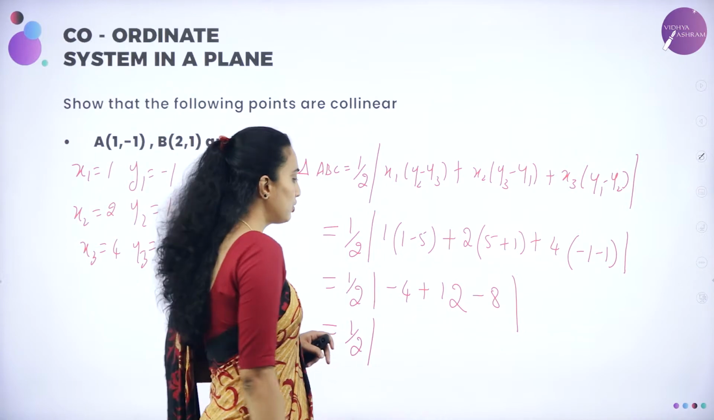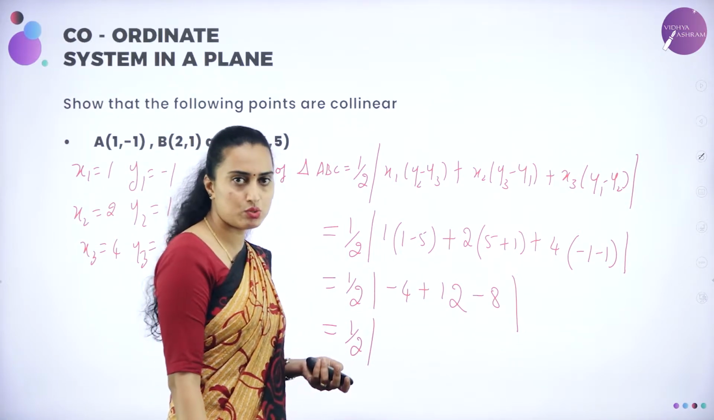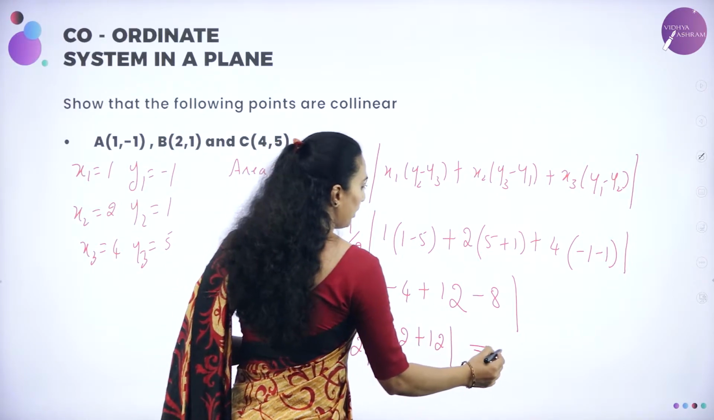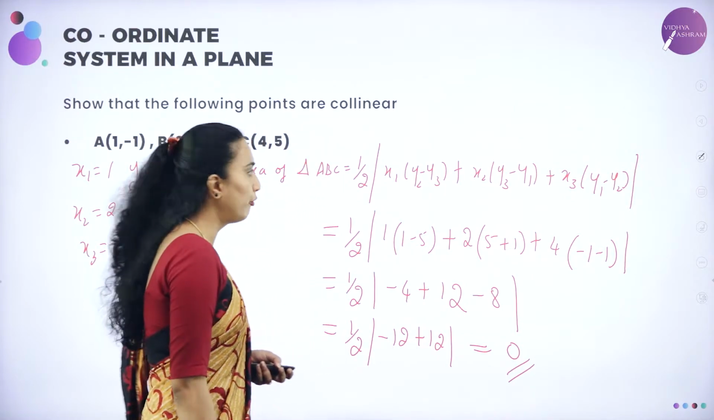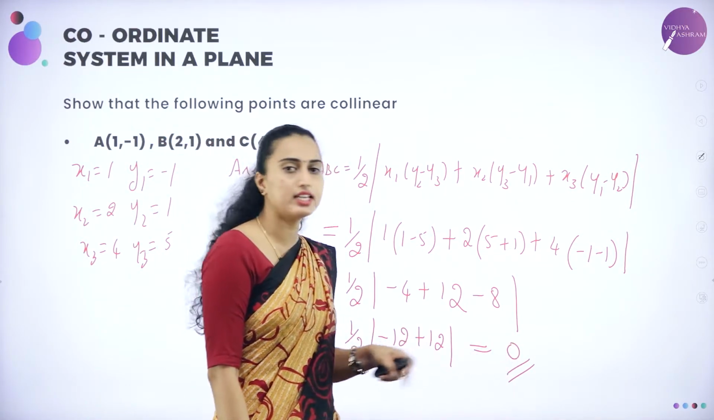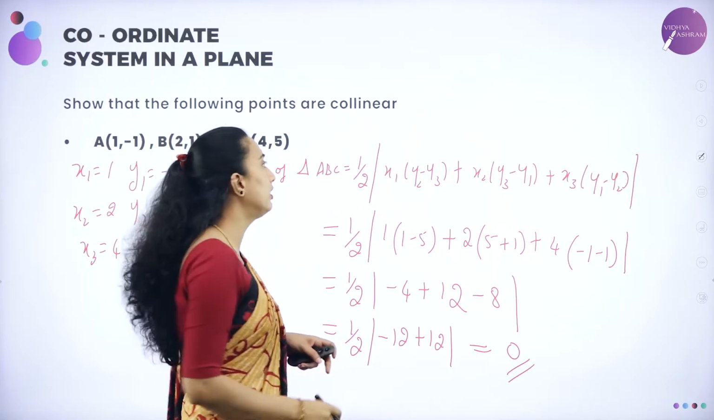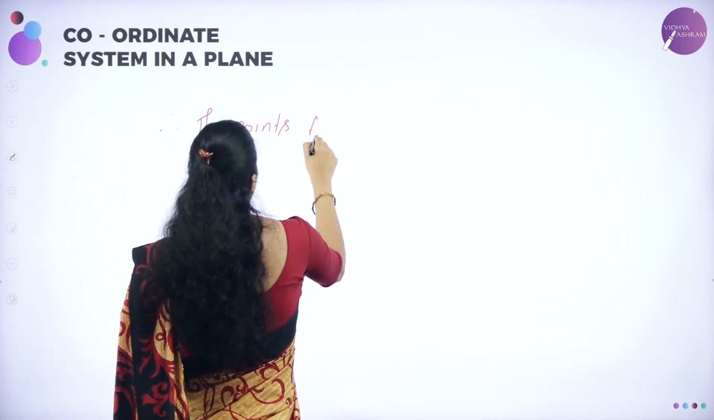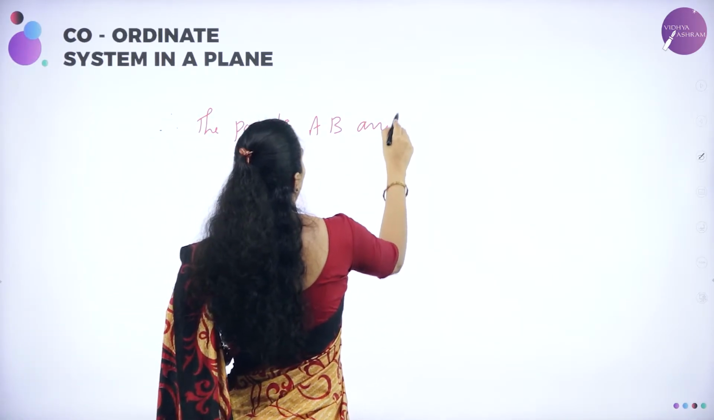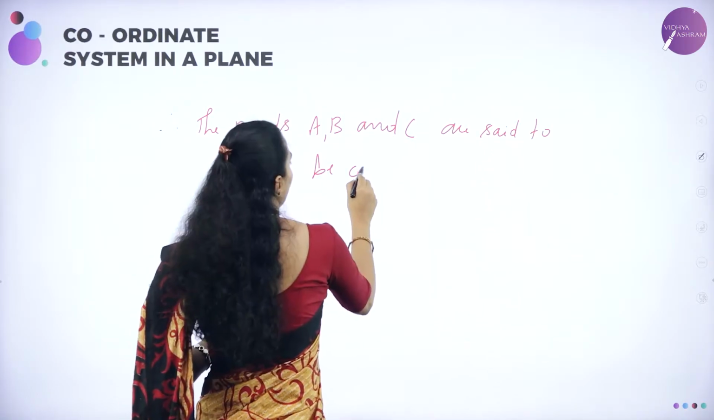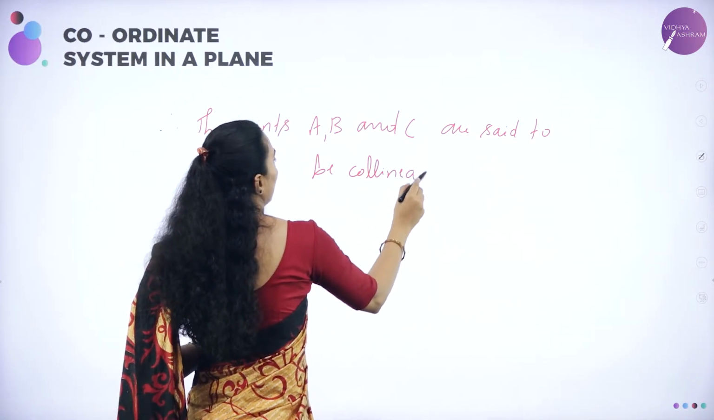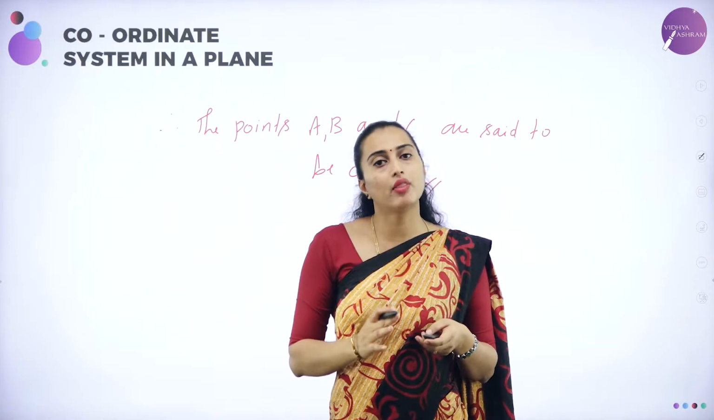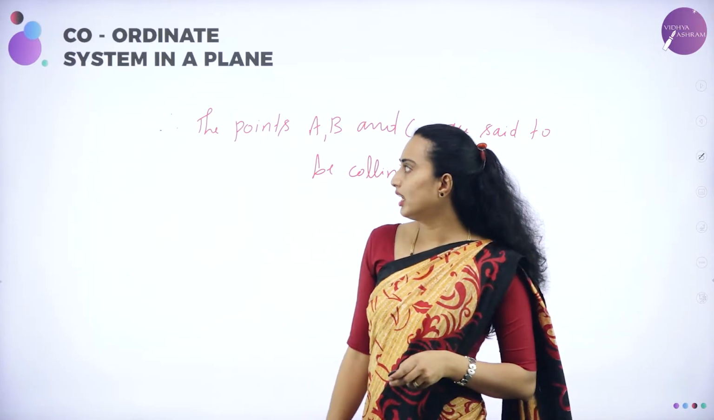So the answer you are going to get is 1 by 2 into modulus of C. Observe, dear student, what is minus 8 minus 4? Minus 12. So minus 12 plus 12 will get cancelled, and you are going to remain with 0. Correct? So therefore, if the area of a triangle you are getting as 0, the points are said to be collinear. What you are going to write then? Therefore, the points A, B and C are said to be collinear. That's it. Is that easy, dear students? Right? Okay. If it is not equal to 0, then the points are not collinear. That's it. We'll move on to the next question.